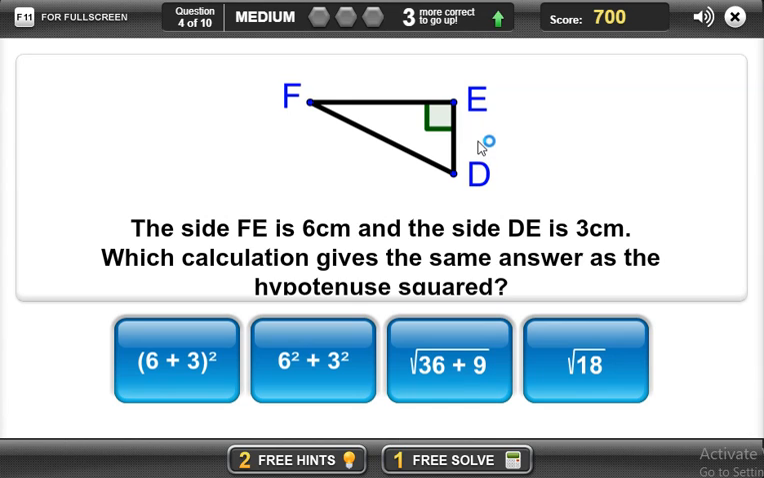Alright, so what we need is to square both of those. We have 6 squared is 36, and 3 squared is 9. 36 plus 9. Anyway, this here is 6 squared, which is 36, plus 3 squared, which is 9. So that's what we actually want. We don't want to take the square root of it, because we're looking for the hypotenuse squared. Okay, so we'll go for this one.